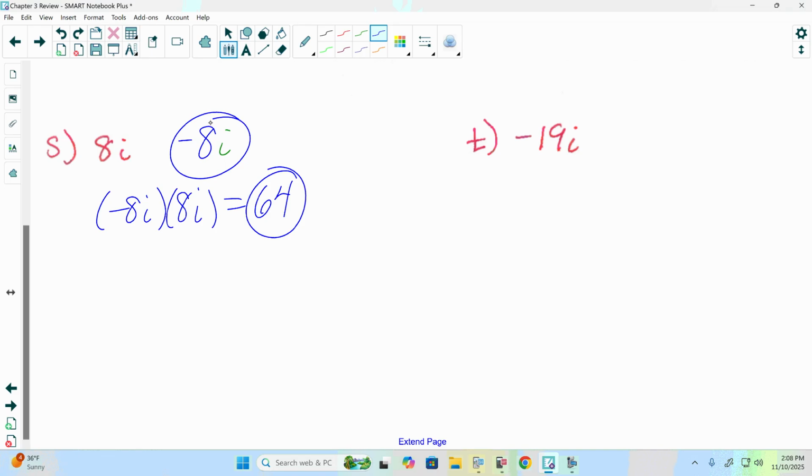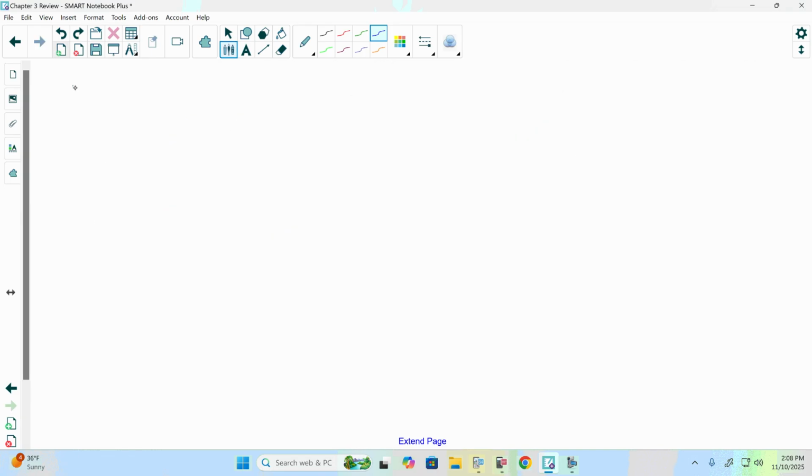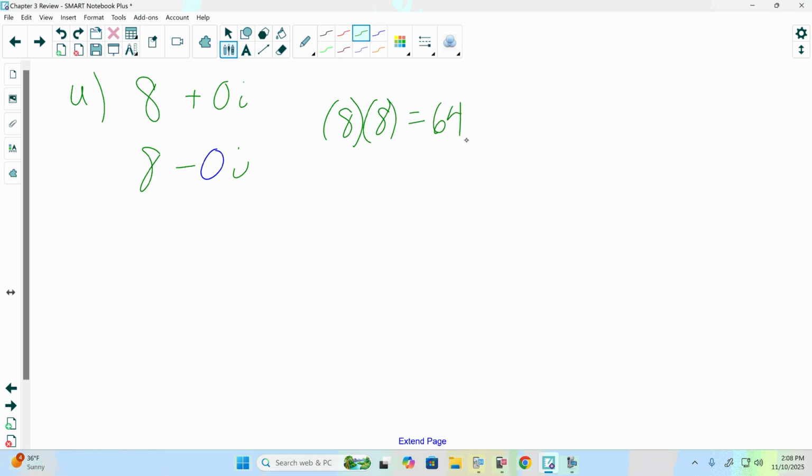We good on S through T? Yes? Let's throw one more in. Let's see if y'all remember doing this. What's the complex conjugate of 8? It's just 8. Because there's no I, so really we can say that it's 8 plus 0i. Its complex conjugate would be 8 minus 0i. And if we multiply, it'd just be 8 times 8, which is 64.